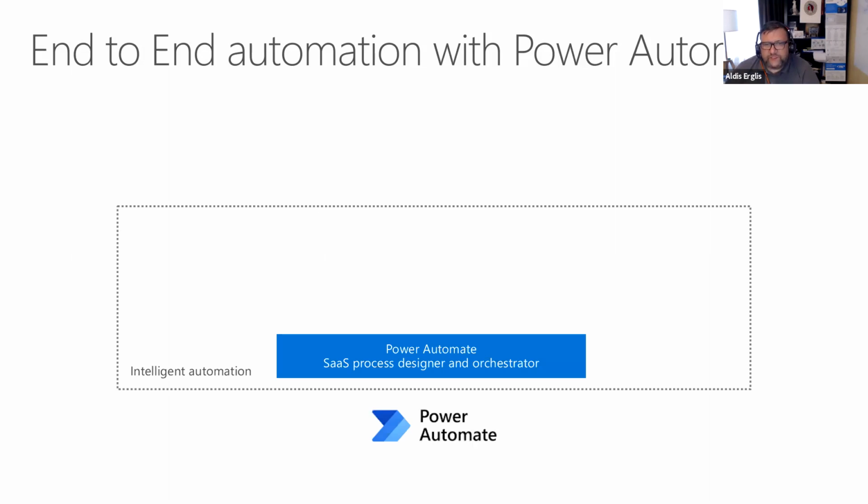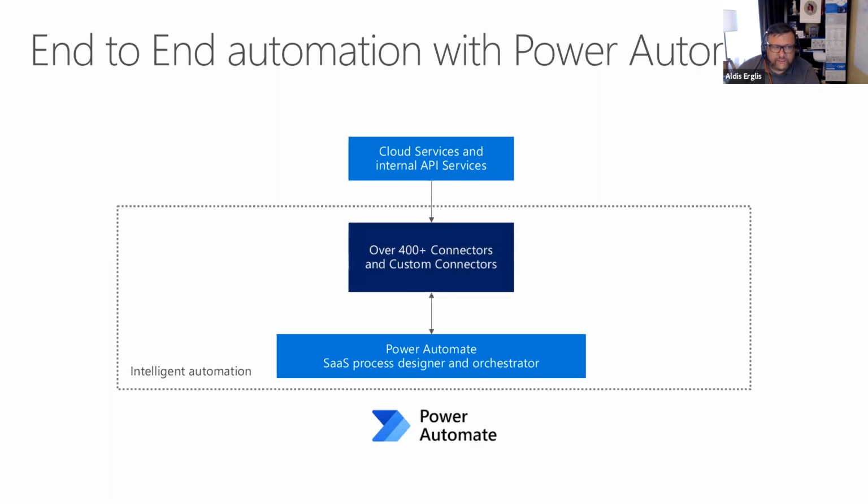Okay, let's start with the overview. First we know the Power Automate, and the Power Automate is a process designer and orchestrator on the cloud. We call it a SaaS service, software as a service. When we connect Office 365 or directly to Power Automate, we can create scenarios. And what we do, we connect with these workflows to cloud services and internal APIs.